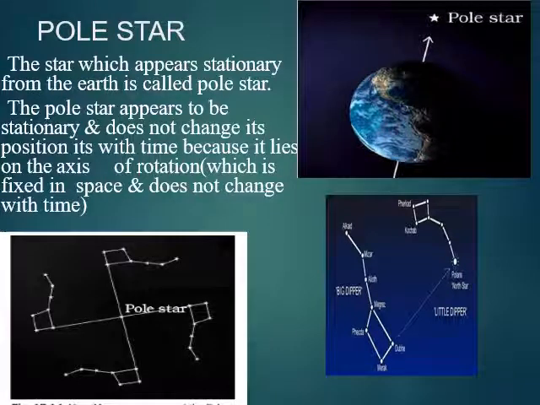Pole star. The star which appears stationary from the earth is called pole star. The pole star appears to be stationary and does not change its position with time because it lies on the axis of rotation which is fixed in space and does not change with time.